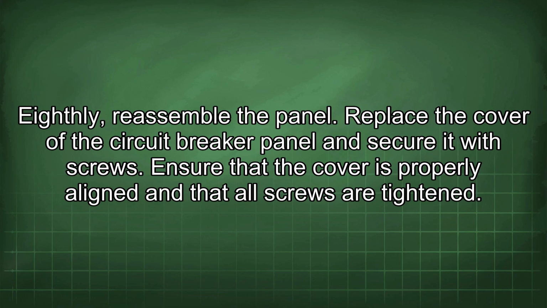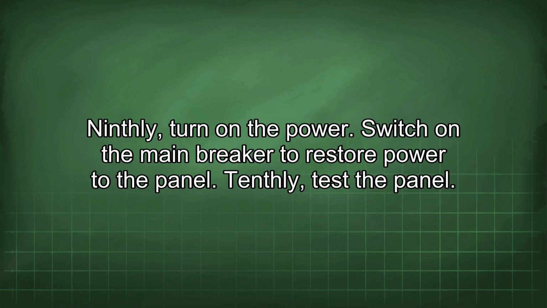Eighthly, reassemble the panel. Replace the cover of the circuit breaker panel and secure it with screws. Ensure that the cover is properly aligned and that all screws are tightened. Ninthly, turn on the power. Switch on the main breaker to restore power to the panel.